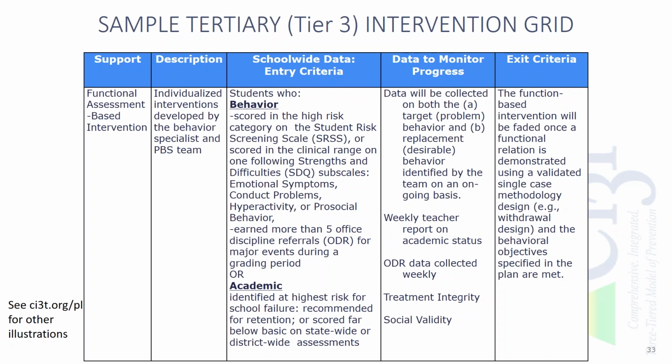And then you still need to know 3 things. Is it happening? Treatment integrity. We want to know sociability: are people on board with the goals and the procedures and the intended outcomes? And then we need to have a reliable way of measuring if it's working. And so that it doesn't become like the Hotel California, where kids are put in these interventions and left there forever, there has to be an exit criteria.